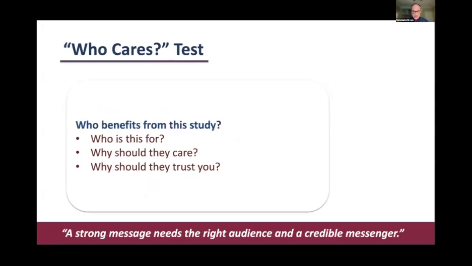We move to the who cares test, which is often not even a consideration by researchers, I have found, as it turns out. But I want people to think about this. Every study speaks to someone, but who is that someone? Who benefits from this knowledge? Who will use it? Should they trust it? And equally important, are you the right messenger to give that message? If not, did you collaborate with the right people? Audience clarity and messenger credibility are inseparable.